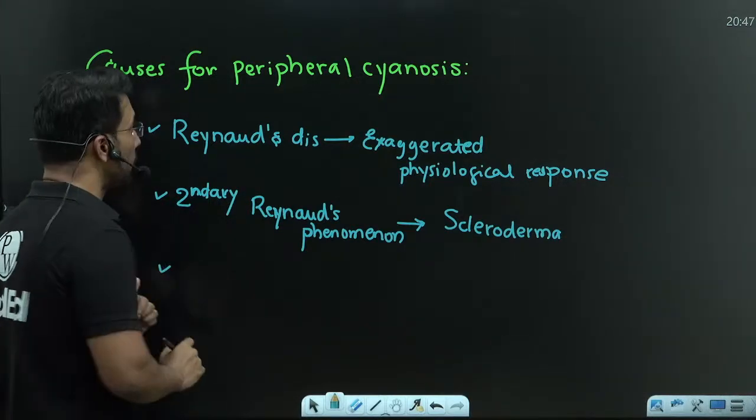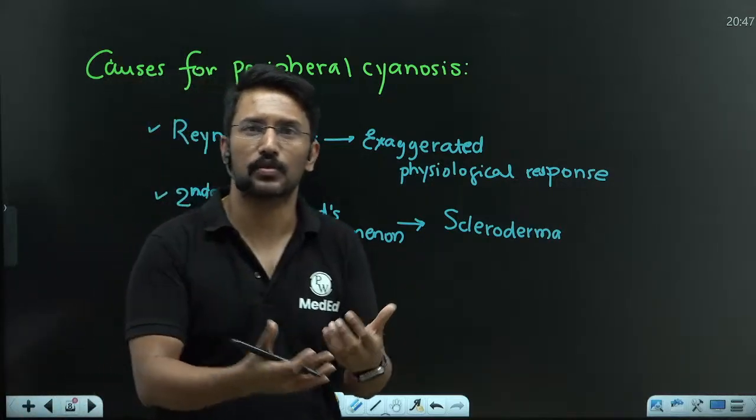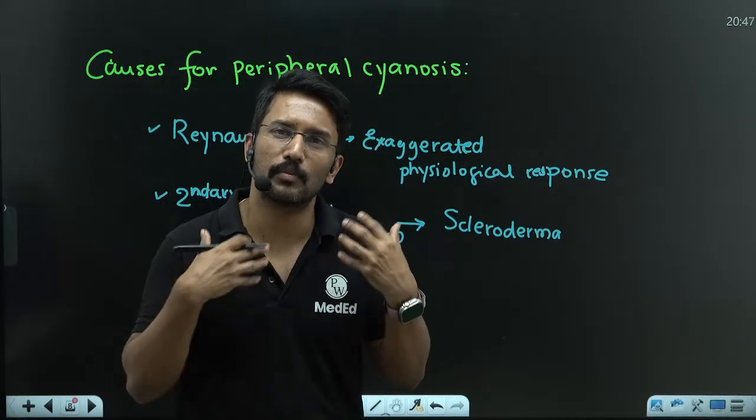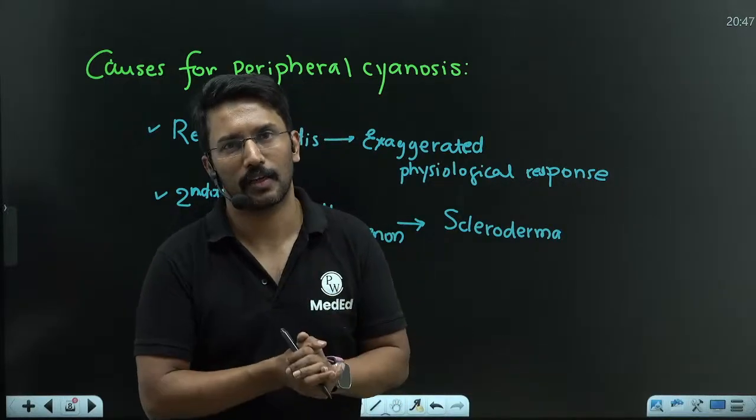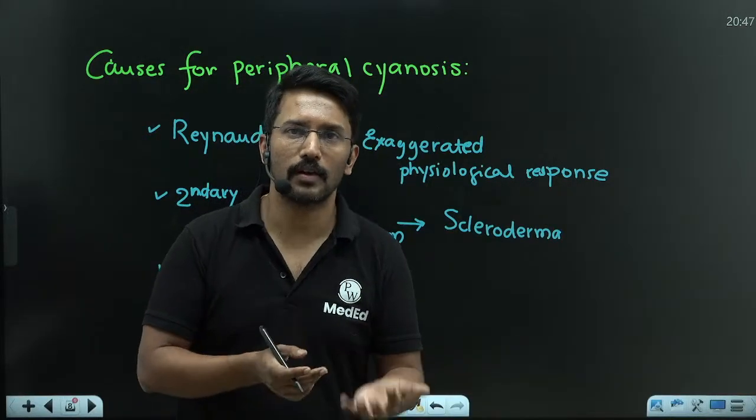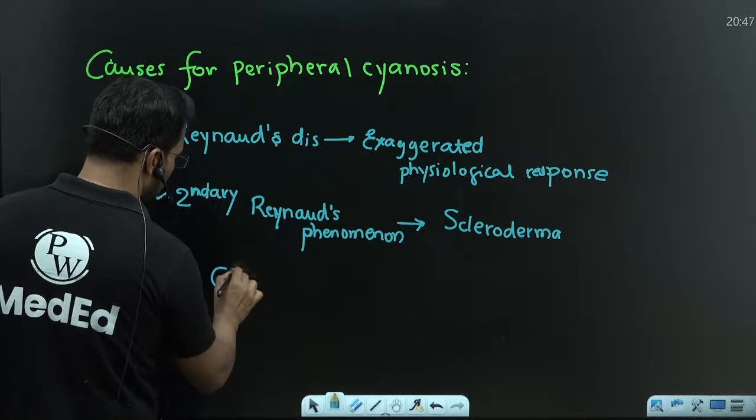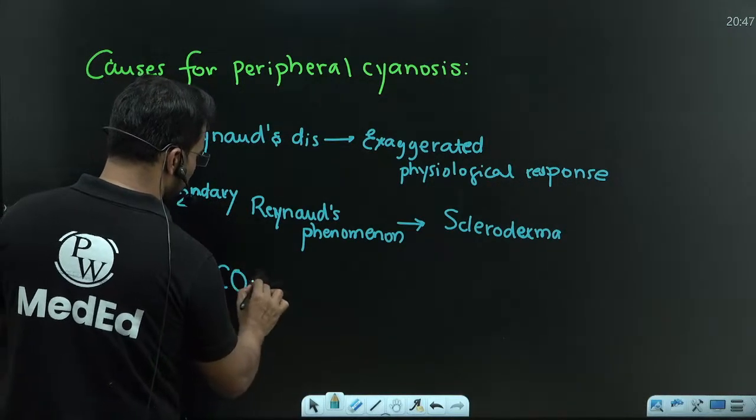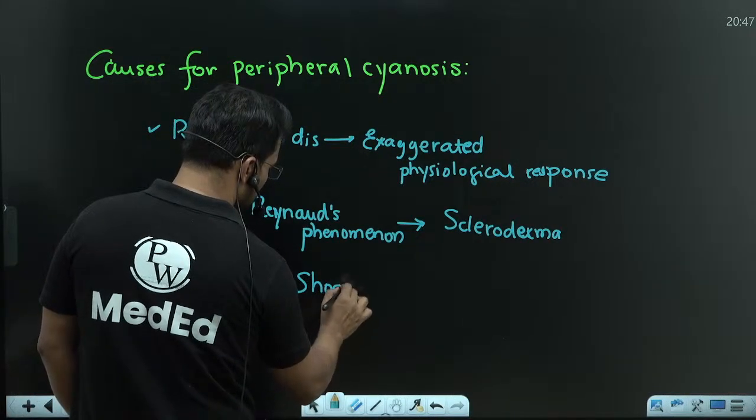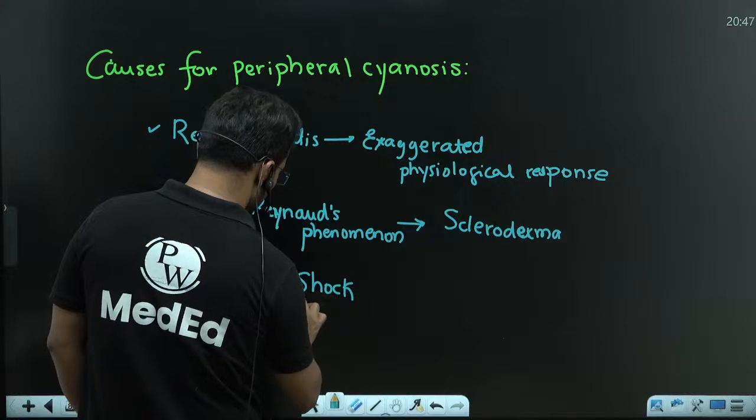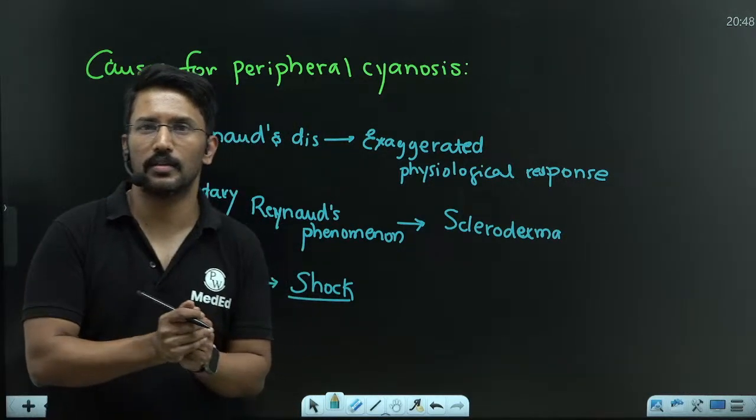The third condition where I can see peripheral cyanosis is if my cardiac output itself is reduced, right? In that case, what will happen? Less blood is coming to the tissues, tissue hypoperfusion, and I will develop cyanosis. In what condition can I develop reduced cardiac output? Decreased cardiac output can happen in shock, right? In patients with shock, the cardiac output can be decreased. Less oxygenated blood is coming to the tissues.